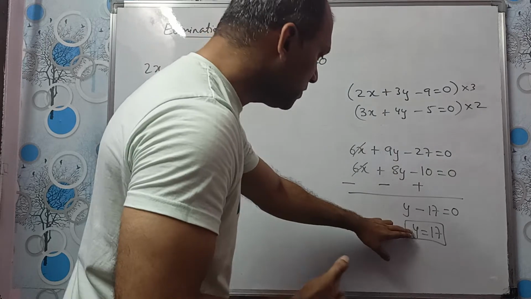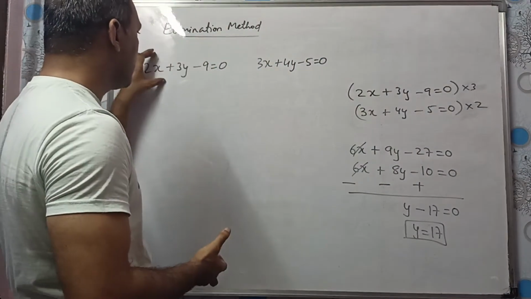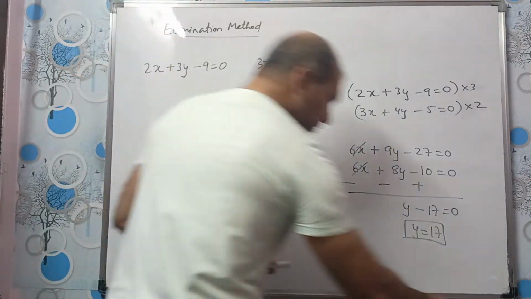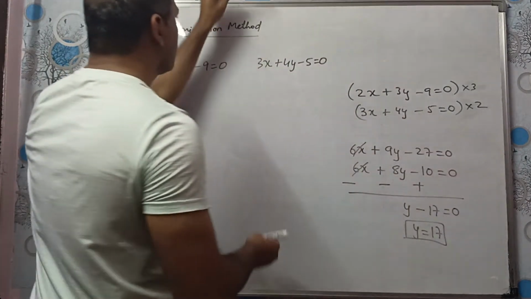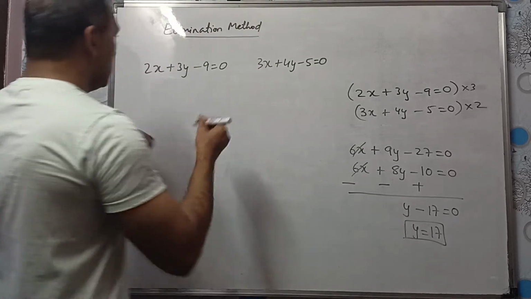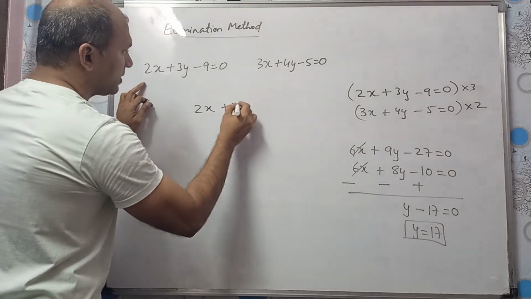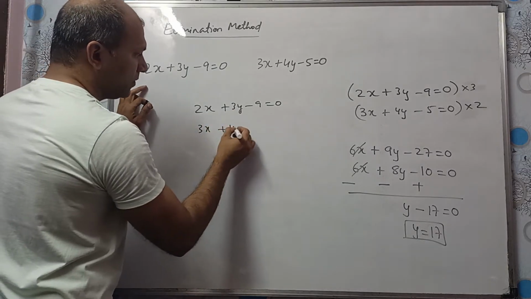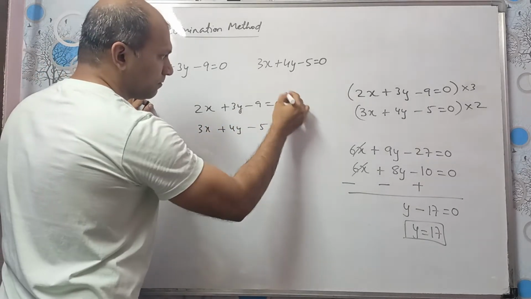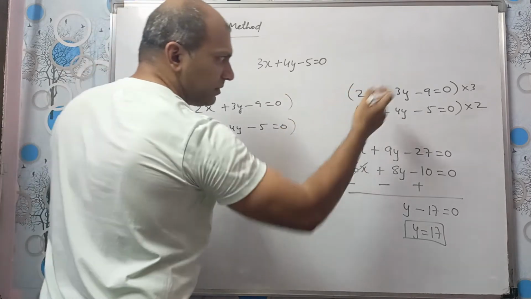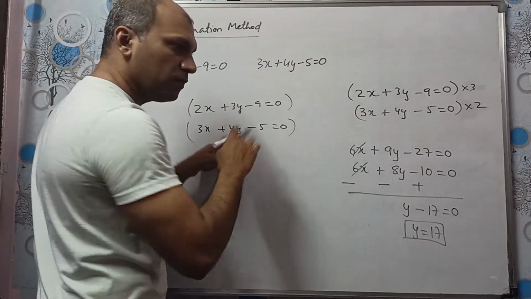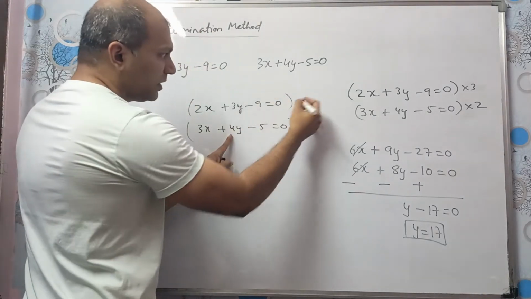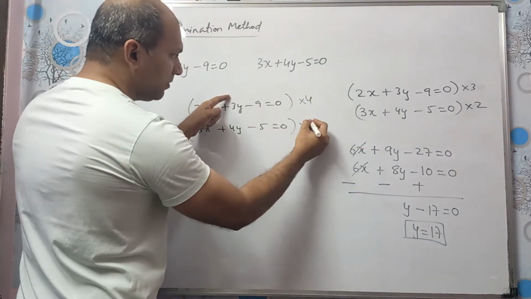Now we can substitute y is equal to 17 either in the first equation or second equation. It is up to us. Or what we can do here is, see, we have 2x plus 3y minus 9 equal to 0 and 3x plus 4y minus 5 is equal to 0. Let us use the same method and eliminate the values of y. Okay. So this should be multiplied by 4, and this equation should be multiplied by this number 3.